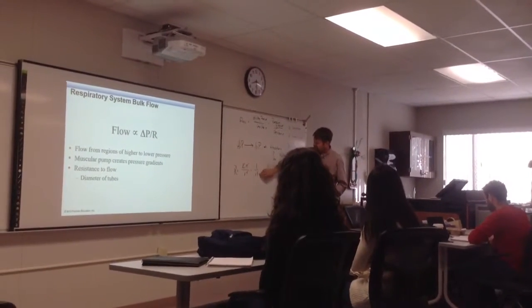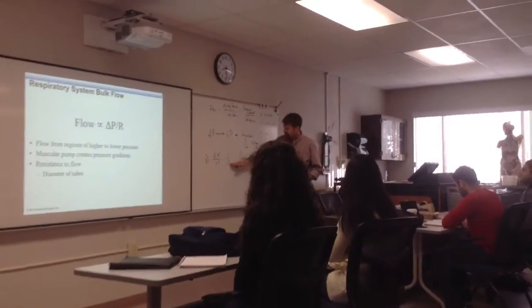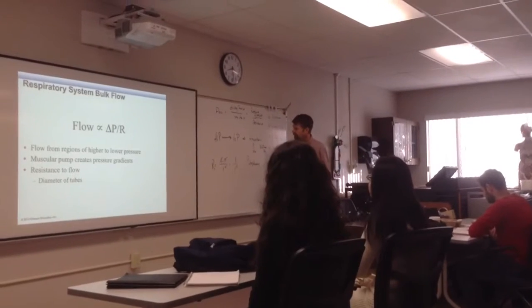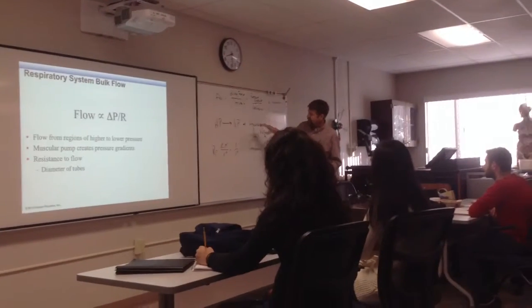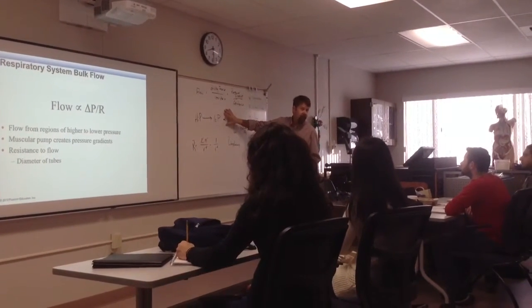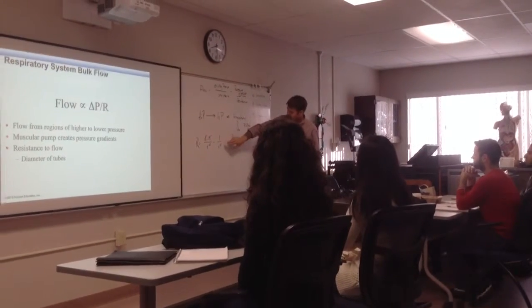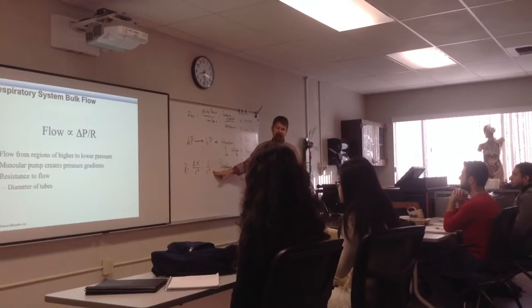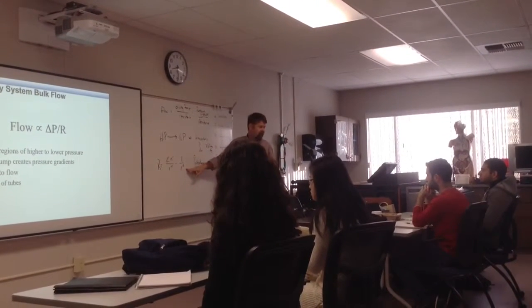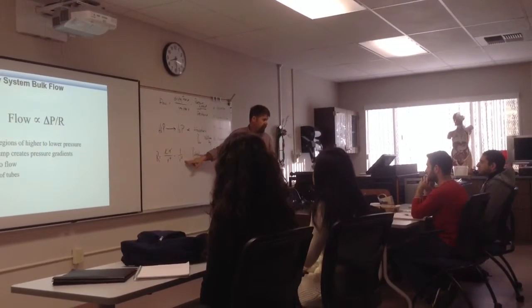is going to affect resistance. It's, again, pretty straightforward. So one of the things we want to look at is how can we generate this pressure gradient to allow for airflow, and what are factors that may affect resistance here, especially with regard to bronchial diameter.